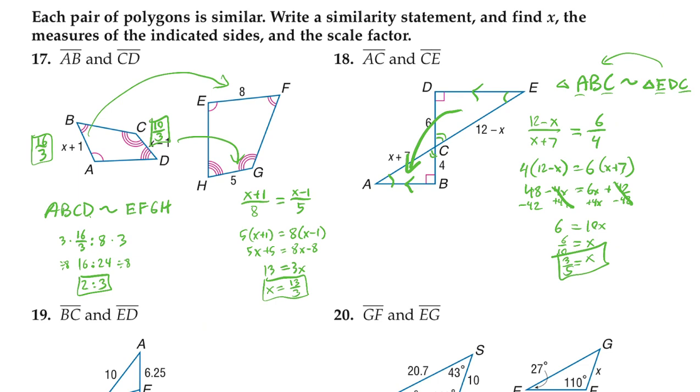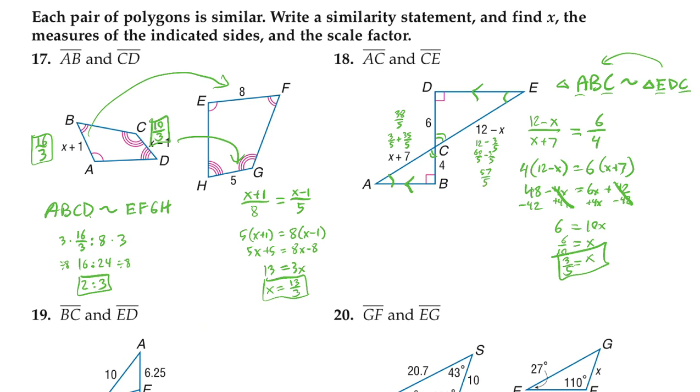So we have a similarity statement. We have x. We need to find these sides. So plugging in 3/5, that's 3/5 plus 35/5, so that's 38/5. And then over here in the other triangle, we have 12 minus 3/5. In terms of fifths, that's 60/5 minus 3/5, or 57/5.